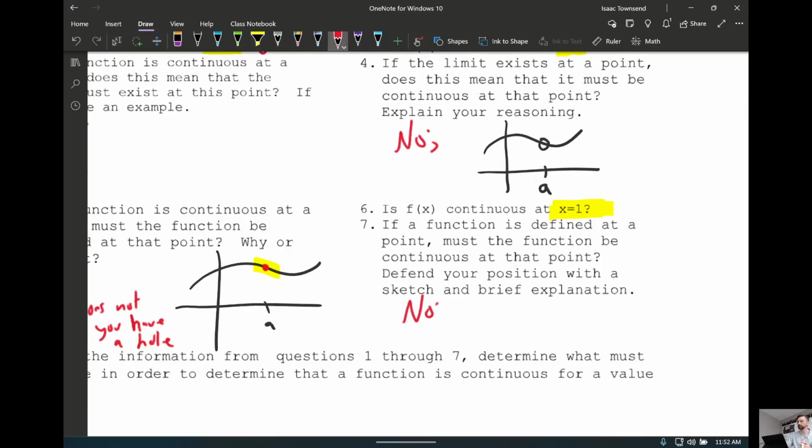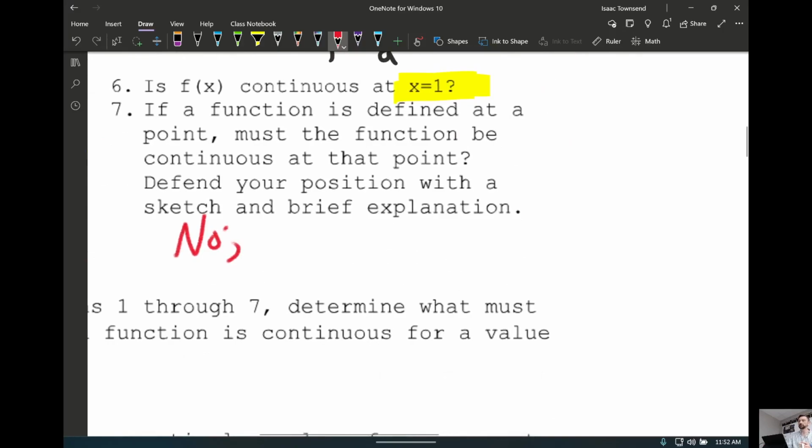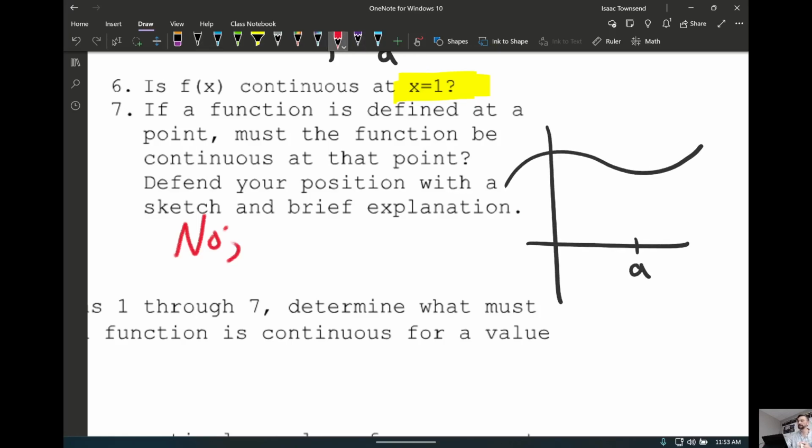Now what's tricky about this one is, and I'm going to basically draw the same picture down here for my reasoning, just because f of a exists, it may be way up here instead of down here. So sure, to be continuous at x equals a, there has to be a point at x equals a, but just because there's a point at x equals a doesn't mean it's continuous. A second thing that's not a two-way street.